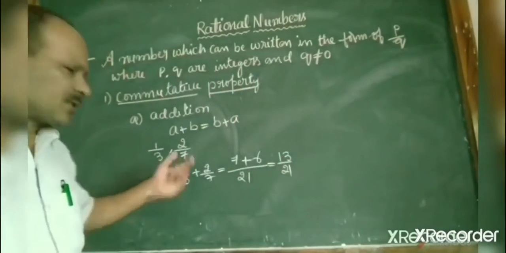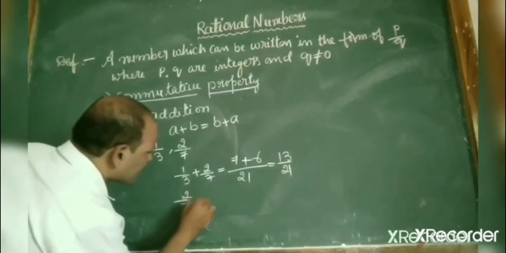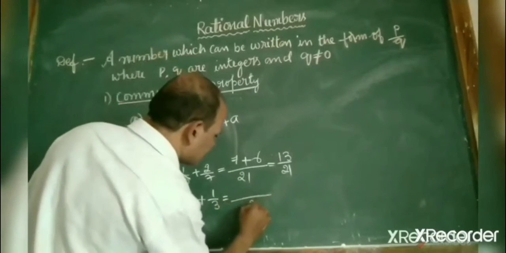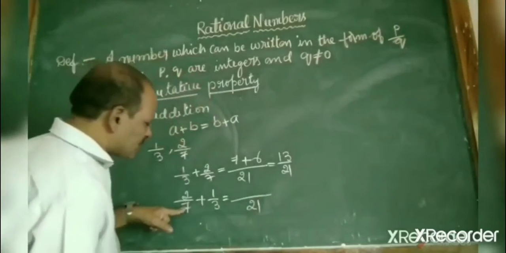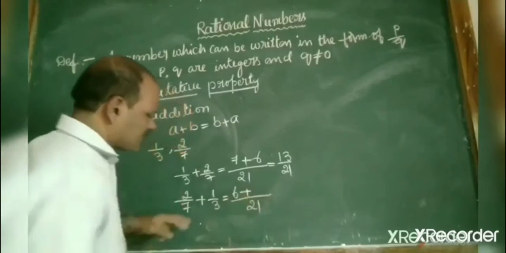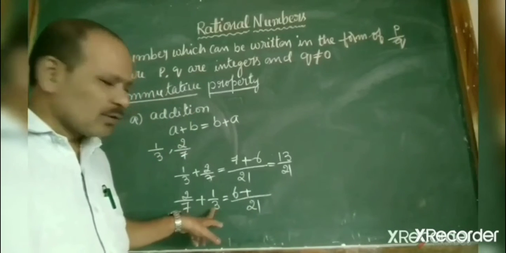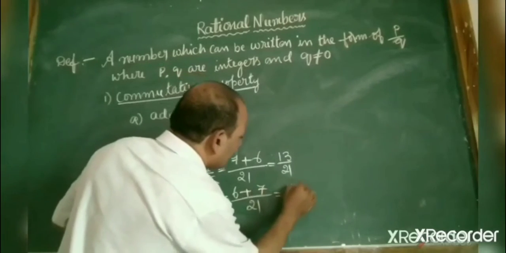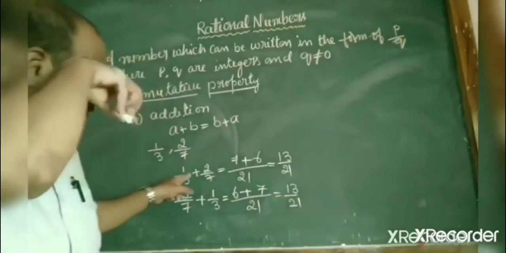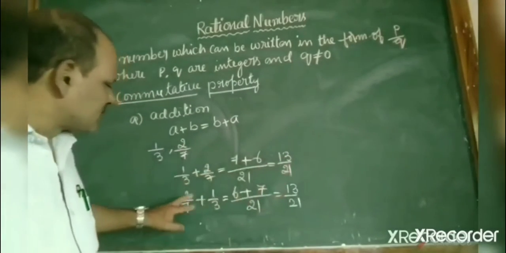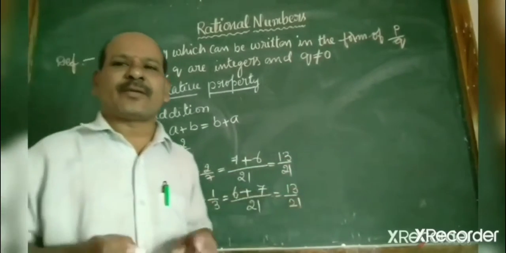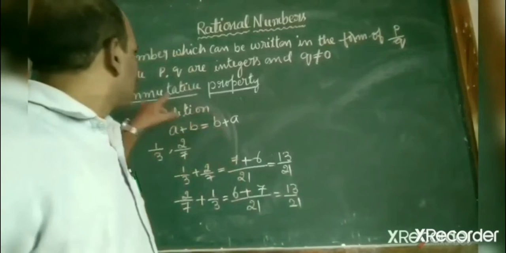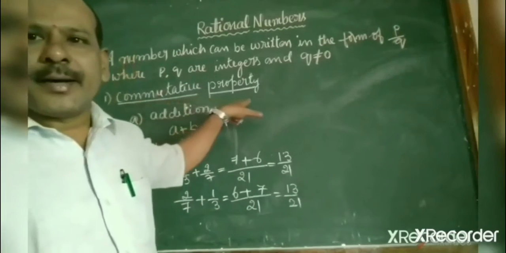Now reverse the numbers and do addition. 2 by 7 plus 1 by 3 is equal to, LCM is again 21. 7 will go 3 times in 21, so 3 into 2, 6, plus 3 will go 7 times in 21, so 7 into 1, 7. Finally, the answer is 13 by 21. 1 by 3 plus 2 by 7 is 13 by 21, and 2 by 7 plus 1 by 3 is also 13 by 21. Even when I reverse the numbers, I get the same answer. So we can say rational numbers are commutative under addition.